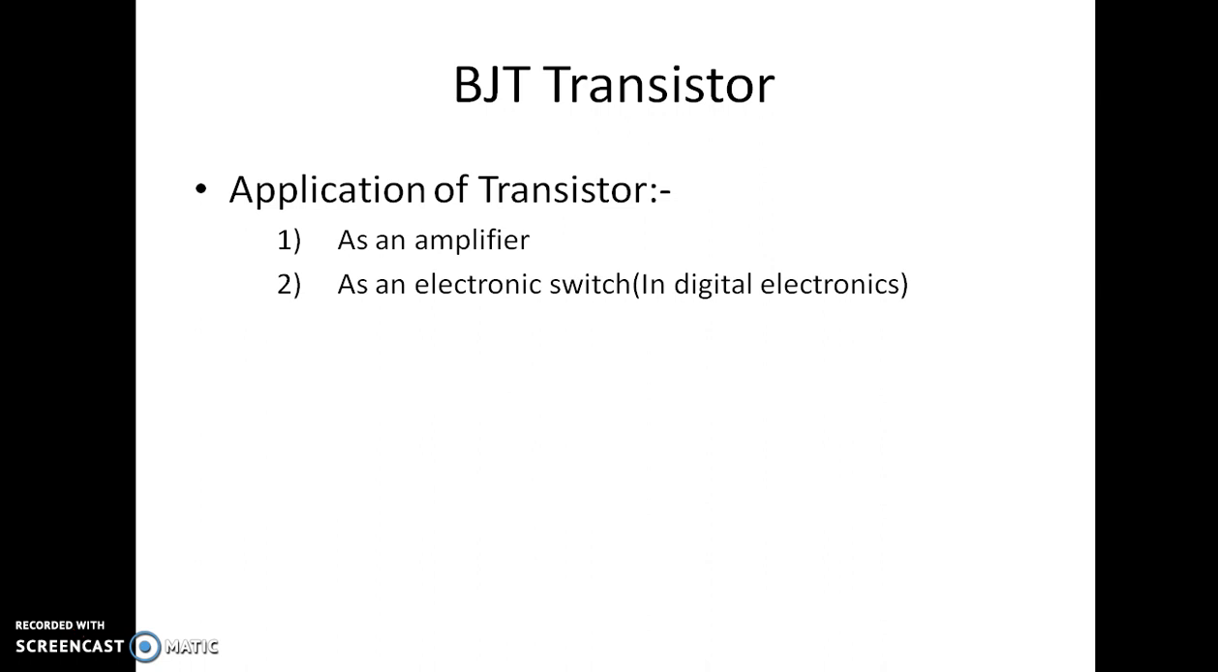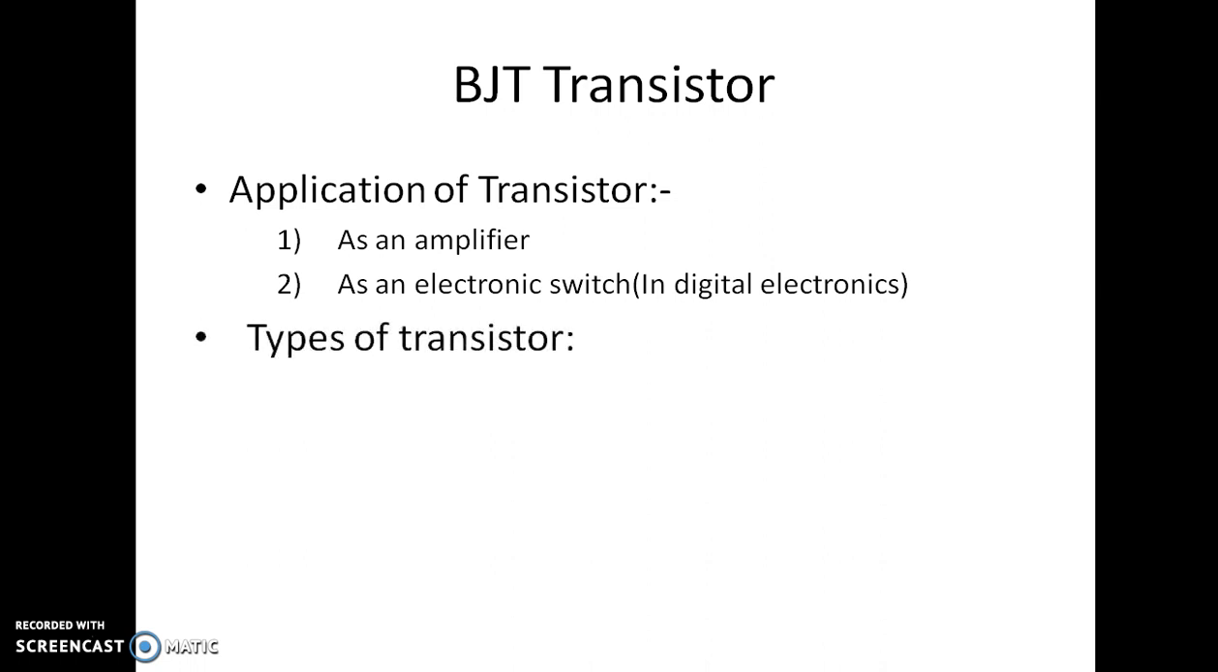To operate the transistor as an amplifier, the BJT must be in the active region, and to operate it as an electronic switch, the BJT must be in either the saturation region or the cutoff region. If the BJT is in the saturation region, then it is on, and if it is in the cutoff region, then it is off. So in this way, it acts as an on-off switch. In the saturation region, it is on. In the cutoff region, it is off.